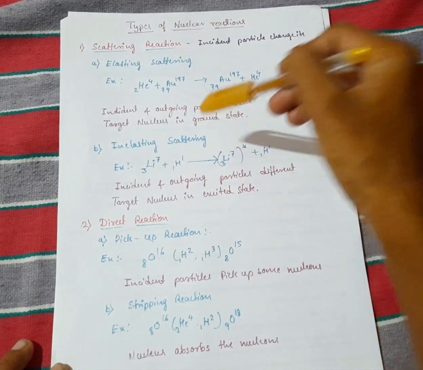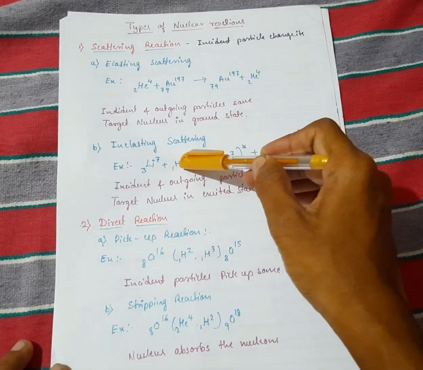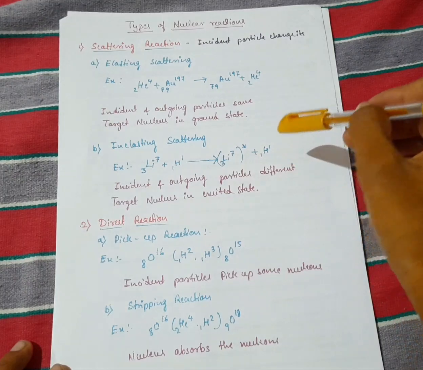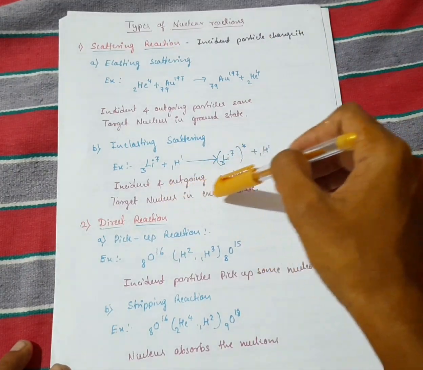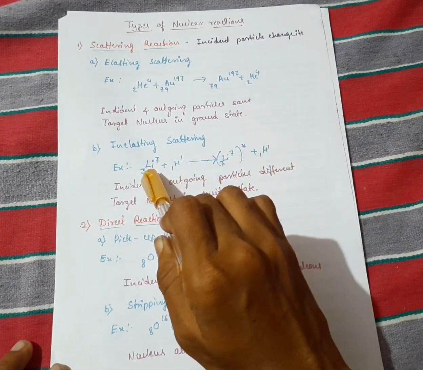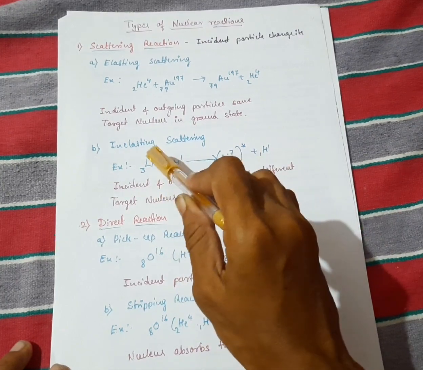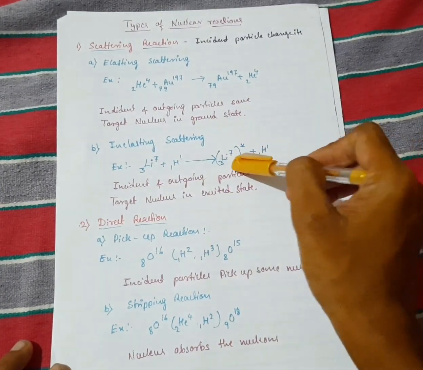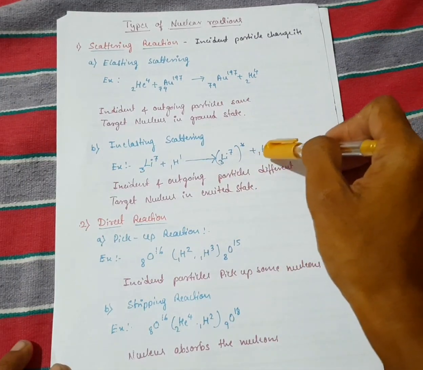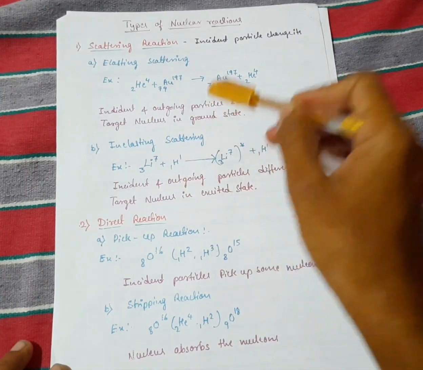Inelastic scattering: here the incident particle and the outgoing particle must be different, and the target nucleus must be in the excited state. So we can see here, this is the incident particle, hydrogen, and this is lithium. If this is in the excited state, then the outgoing particle must be different. This is called inelastic scattering.